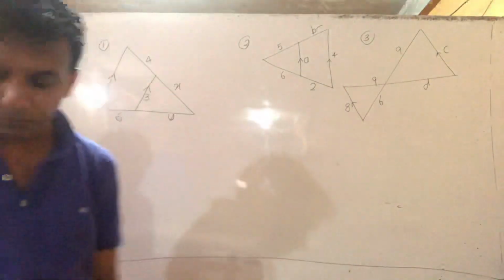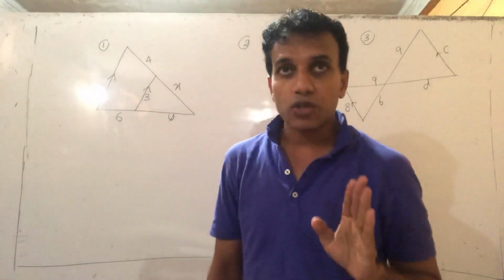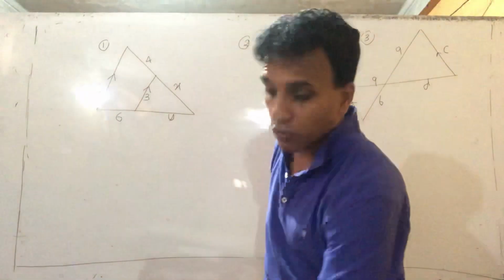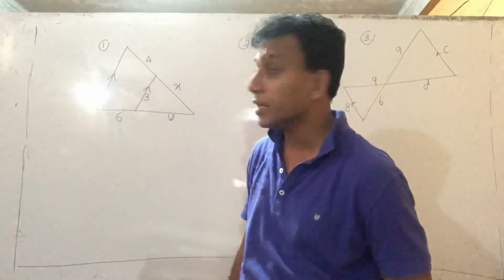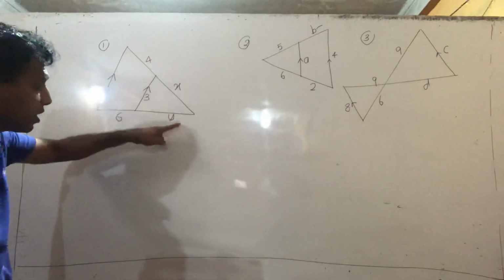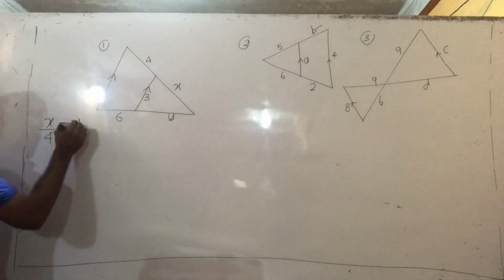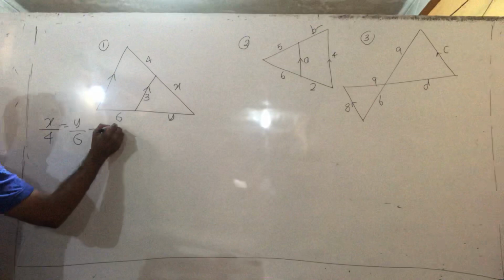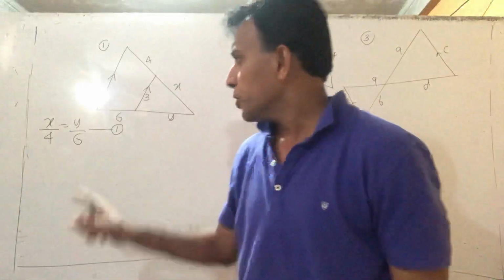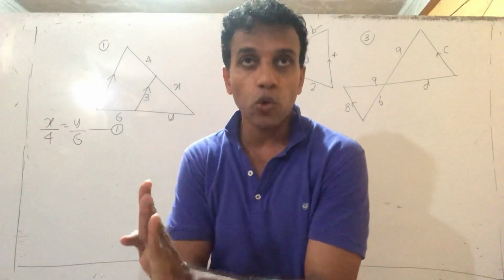See these two triangles. In the very first video of this lesson, we learned the ratio theorem: in a triangle, if a line is drawn parallel to one side, it divides the other two sides proportionally. Therefore x over 4 equals y over 6. This is my first equation, which I called result 1 in the last video. But you can't find x and y from it. Why? If there are two unknowns, you need two equations.